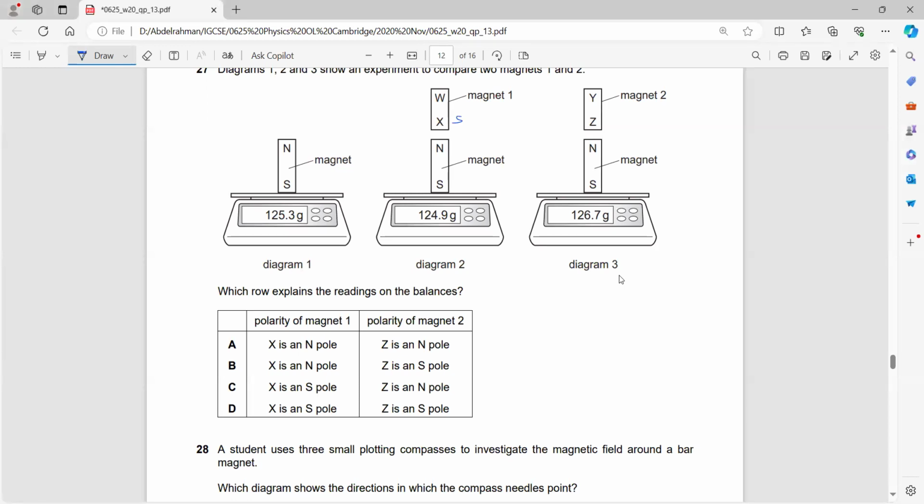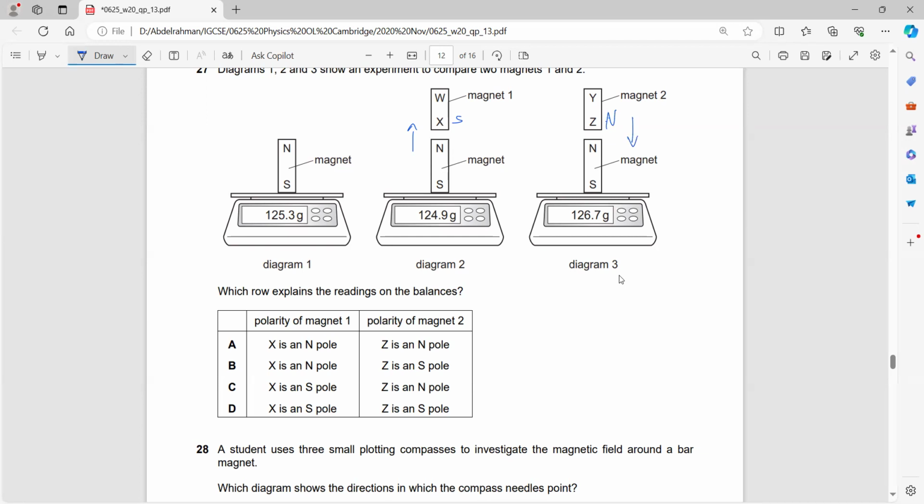Why does X have to be a South Pole? Because it attracts it upwards. X has to be a South Pole because it's attracted upwards. But Z has to be a North Pole. Why? Because it's repelled downwards.